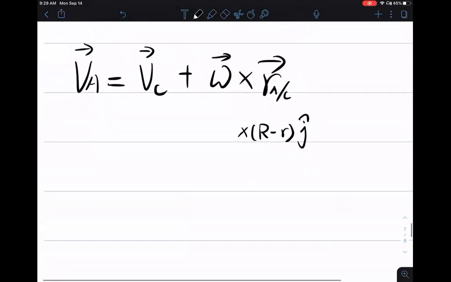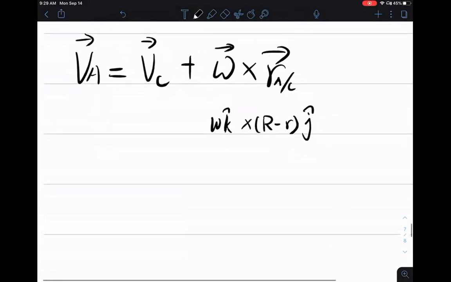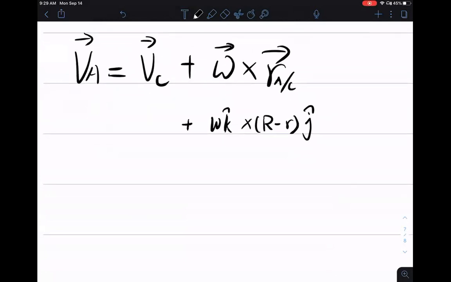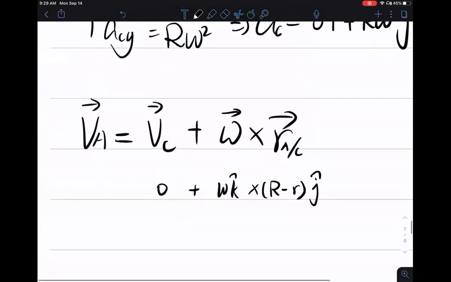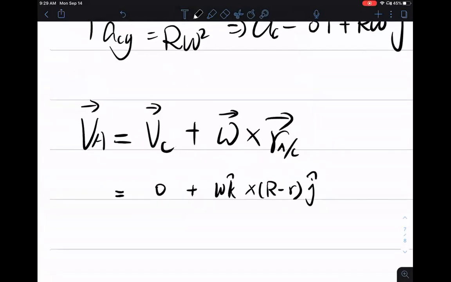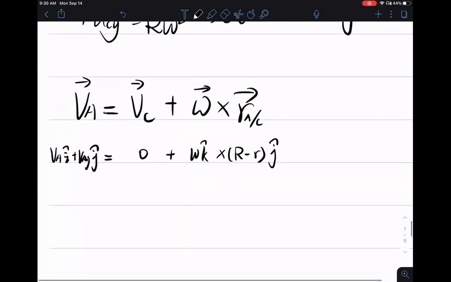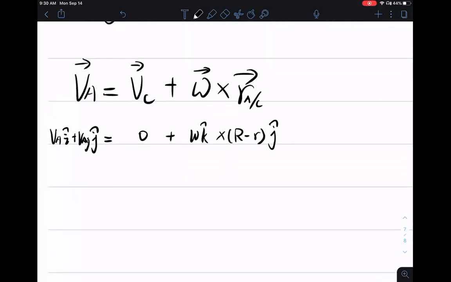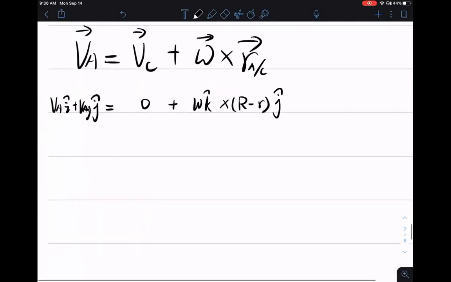Omega can be written as a vector, omega on k direction. That's the angular velocity. VC is 0, no matter which direction you're looking at, VC is 0. VA can be written as VAx in the i direction plus VAy on j. VA is given. Okay.